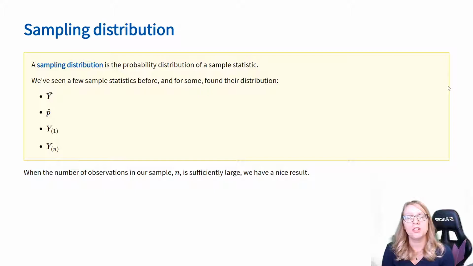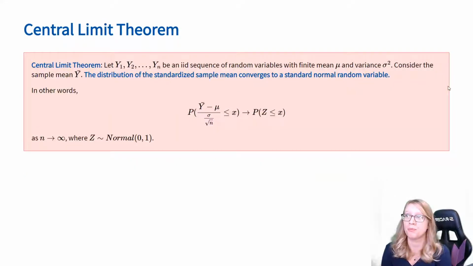Now, when the number of observations in our sample is sufficiently large, we have a very nice and convenient result for the mean in particular. And that result is the central limit theorem. So formally speaking, let's let y1 through yn be an independent and identically distributed sequence of random variables with finite mean mu and finite variance sigma squared. We'll consider the sample mean y bar. The distribution of the standardized sample mean converges to a standard normal random variable.